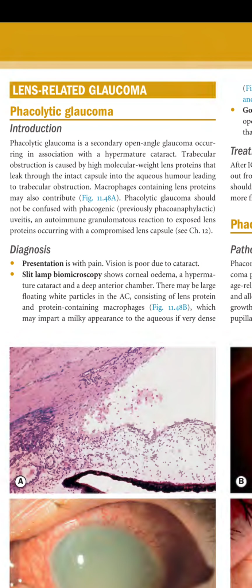Diagnosis. Presentation is with pain. Vision is poor due to cataract. Slit lamp biomicroscopy shows corneal edema, hypermature cataract, and a deep anterior chamber.